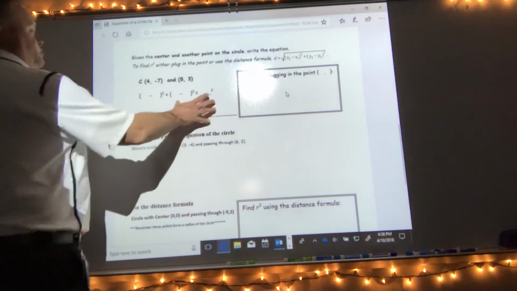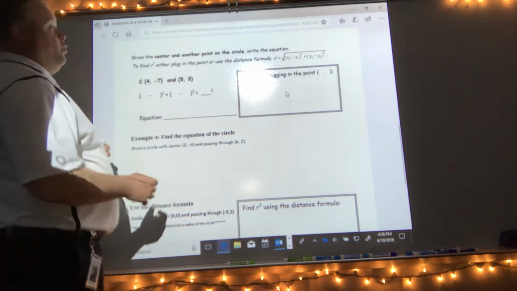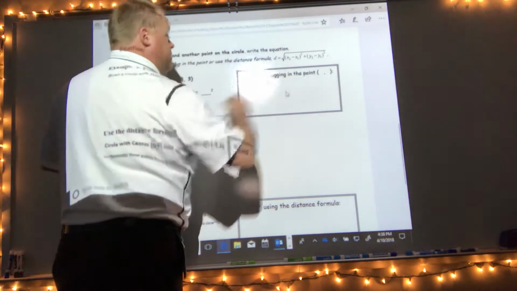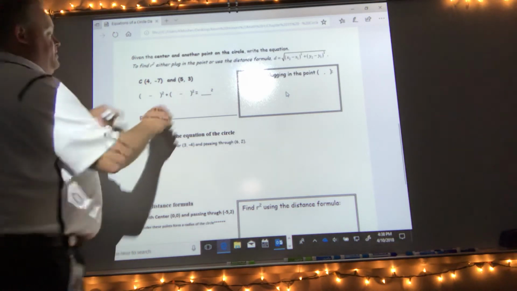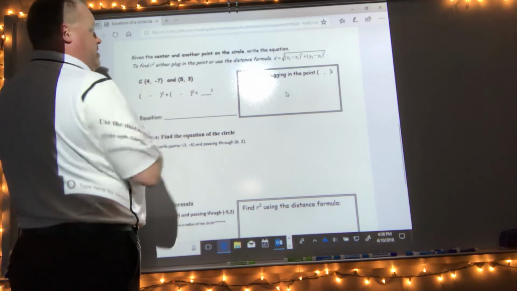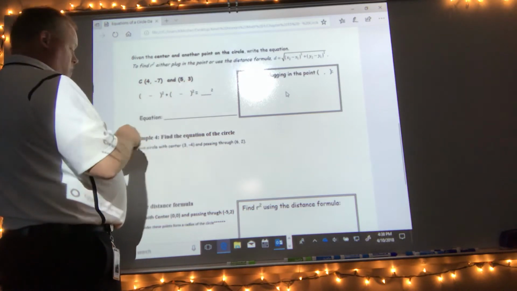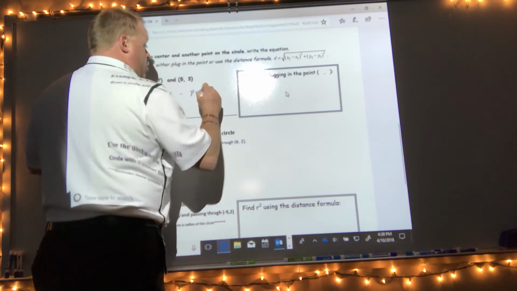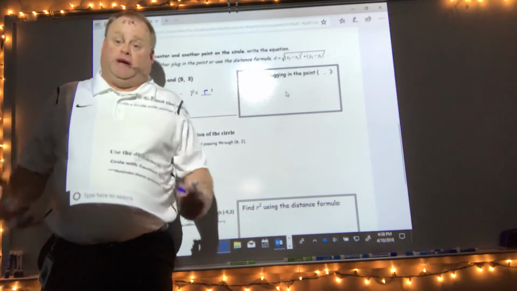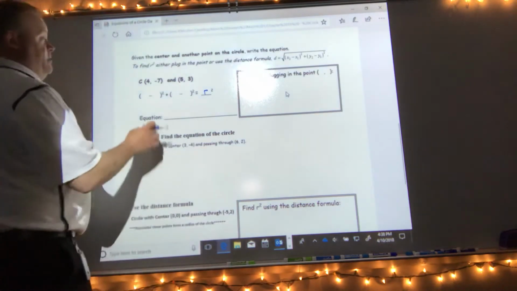So let's look at the first one. The first one, we want to find r squared by plugging in the point. What that means is that I'm going to plug in the 2 points into the equation. Well, I know I'm finding r squared, so I'm going to go ahead and label it r squared. That's what I'm looking for. So plug in the points.